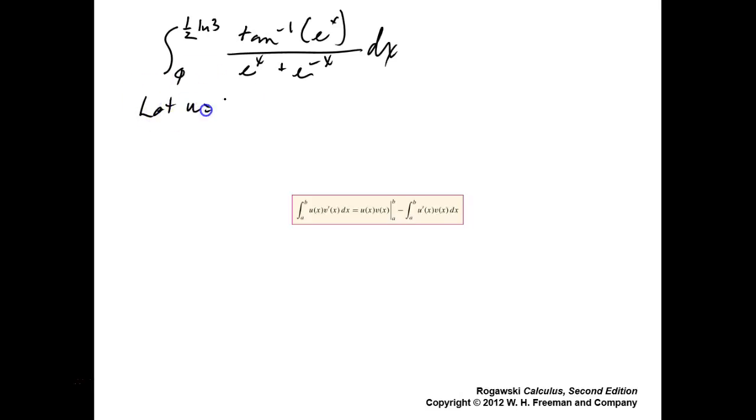Let u equal, and what do you say? Inverse tangent of e to the x. Is that what you're saying? Okay. Then du would be equal to what? I want the derivative of inverse tangent. Yep, that would be 1 over 1 plus x squared. But our x squared there is e to the 2x, right?